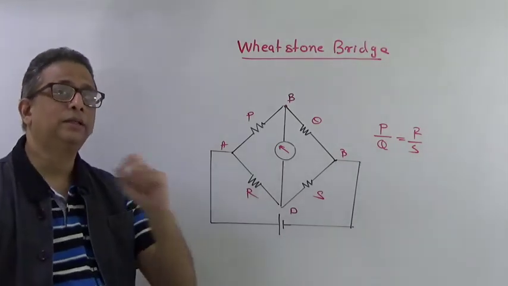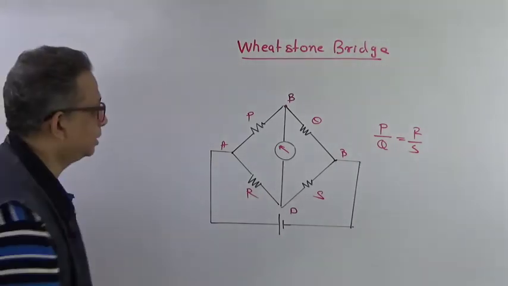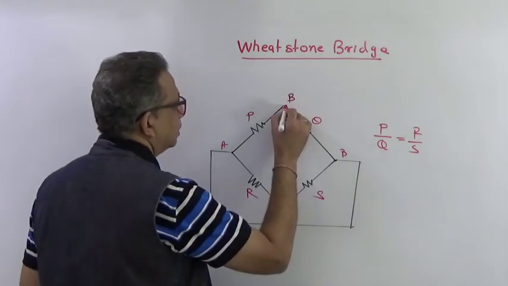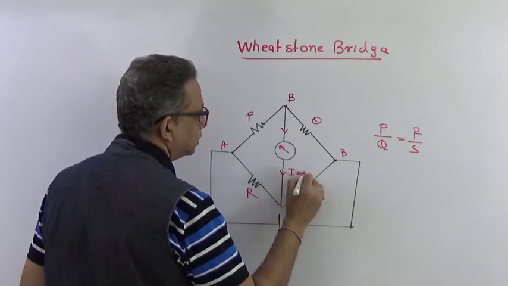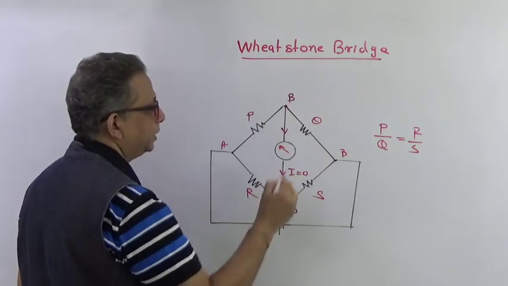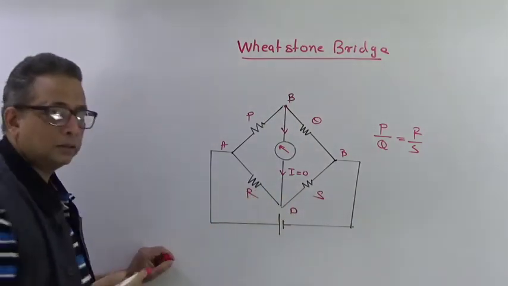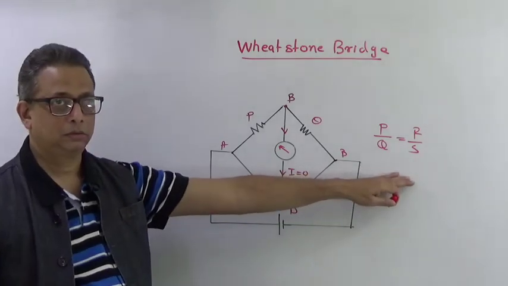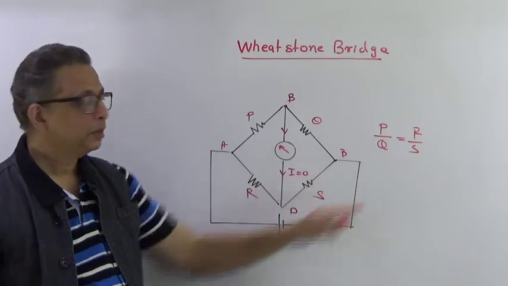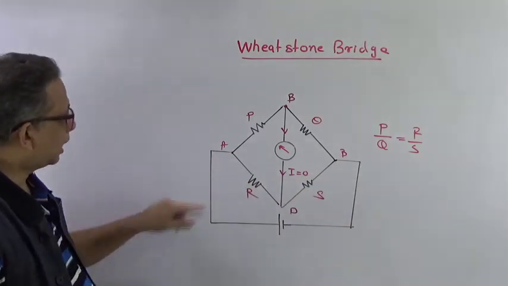then see 2-3 things happen that you have to understand in the circuit. The current between B and D becomes 0. There is no flow of current between these 2 points. Otherwise, if this ratio does not match or tally, then current I will start from here.